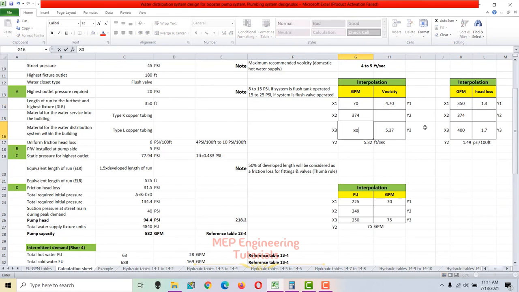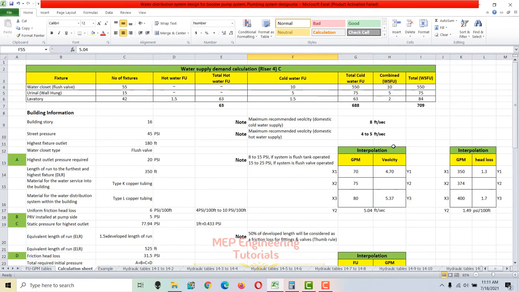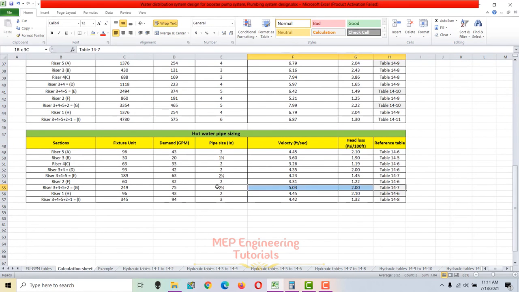$70 and 80, and we need to check at how much GPM. 75 GPM. So velocity is 5.04 feet per second. So recommended velocity is 5 feet per second for a hot water system. As we said, it is 5.04, almost 5 feet per second. So we can change the size to 3 inches, but it's okay to use 2.5 inches because it's almost 5 feet per second. So that's why we have used 2.5 inches pipe size in here.